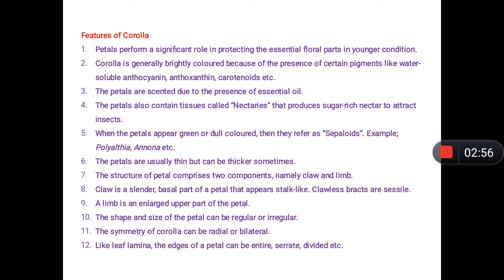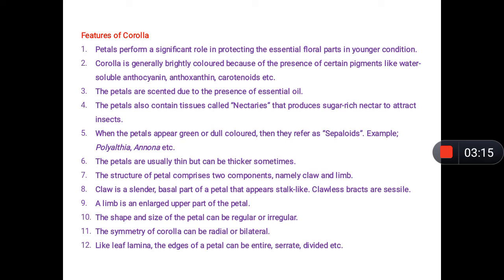When the petals appear green or dull colored, then they are referred to as sepaloids. Example is Polyalthia and Annona. Annona is nothing but custard apple. The petals are usually thin but can be thicker sometimes.